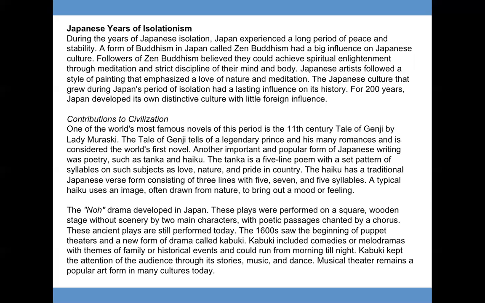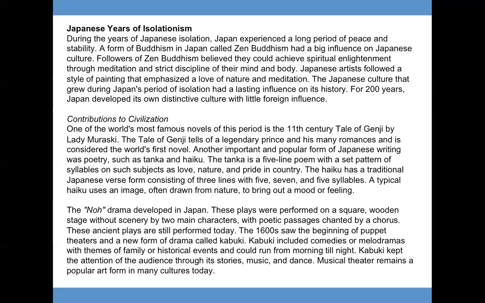Japanese years of isolationism. During the years of Japanese isolation, Japan experienced a long period of peace and stability. A form of Buddhism in Japan called Zen Buddhism had a big influence on Japanese culture. Followers of Zen Buddhism believed they could achieve spiritual enlightenment through meditation and strict discipline of their mind and body. Japanese artists followed a style of painting and emphasized a love of nature and meditation. The Japanese culture that grew during Japan's period of isolation had a lasting influence on its history. For 200 years, Japan developed its own distinctive culture with little foreign influence.